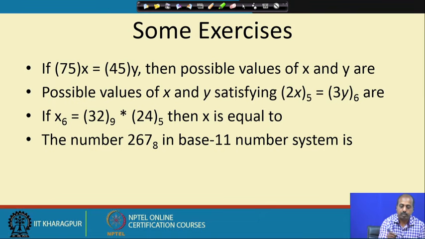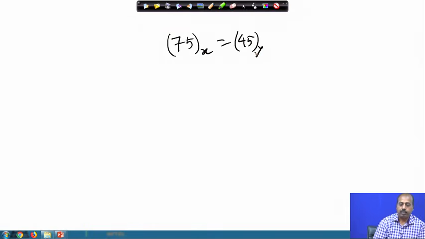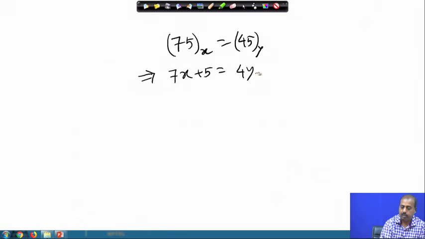So, if we want to do this, let us take this one. 75 to the base x equals 45 to the base y, where these 7 and 5 are the digits of that number system and their numeric values are taken to be equal to decimal 7 and decimal 5. If I just convert it, it becomes 7x plus 5 equals 4y plus 5. So, that gives me the condition that 7x equals 4y.